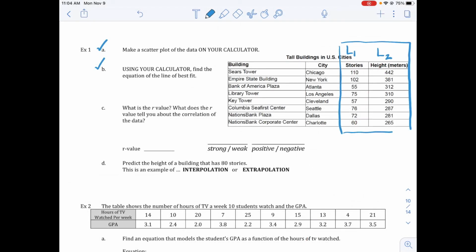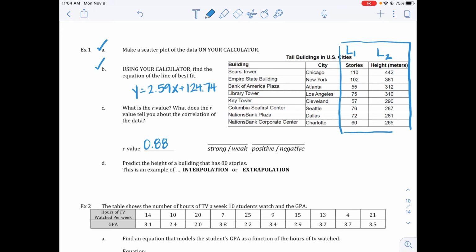Okay, so when we ran this data, we should get y equals 2.59x plus 124.74 as our line of best fit. The R value is 0.88. The second step is we're always going to interpret it. The first part is it's strong or weak.